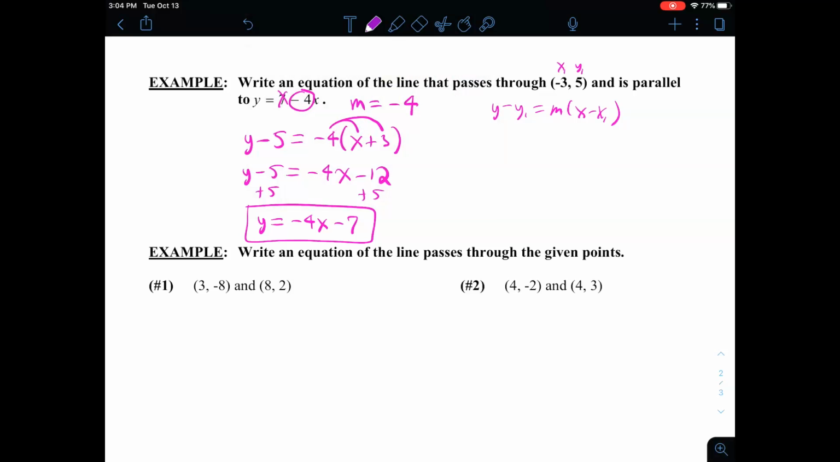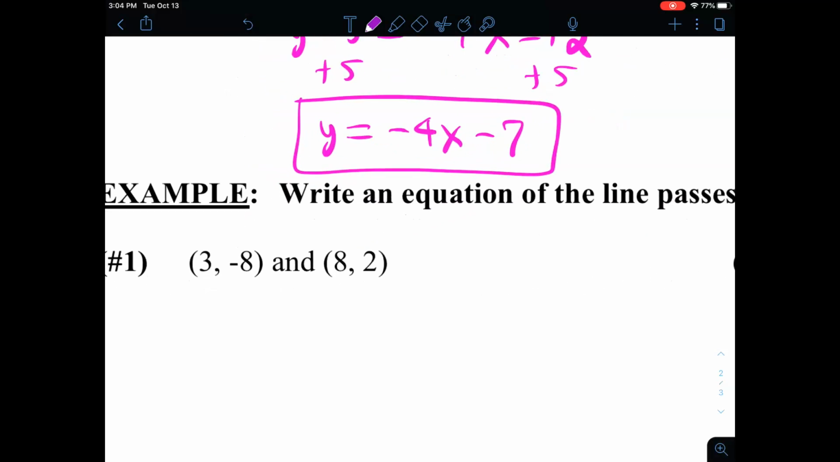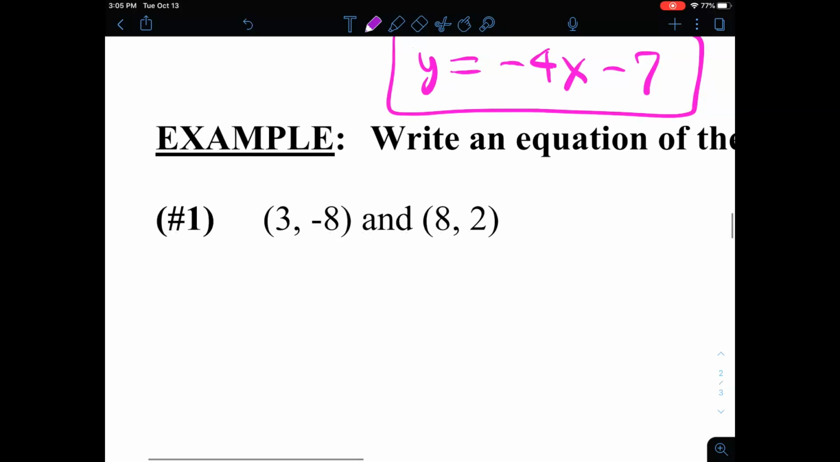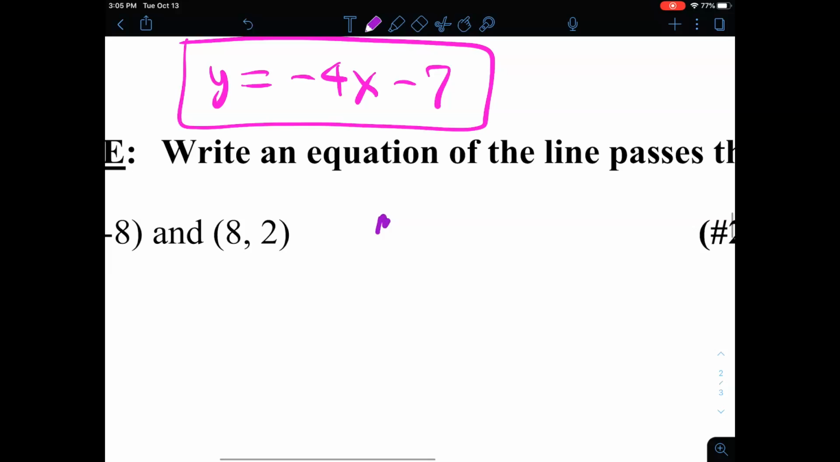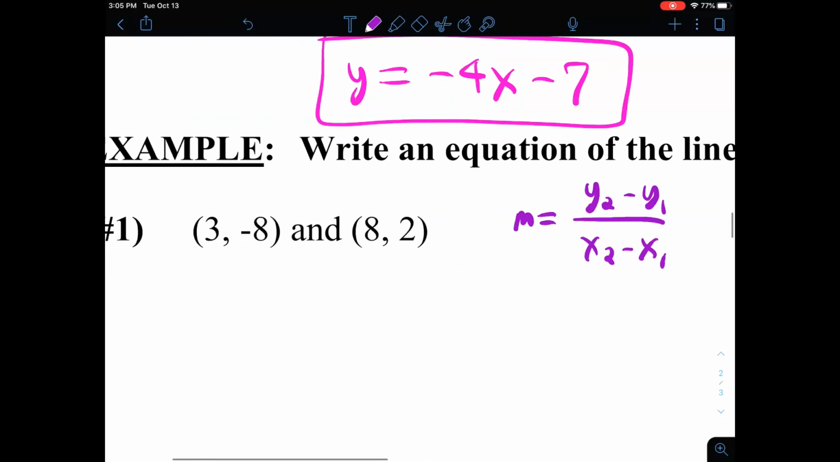They didn't give us the slope. They didn't give us the y-intercept, so we have to find both of those things, okay? So we're going to label these points. We're going to use the slope formula, which was m equals y2 minus y1 over x2 minus x1. So we're going to label our points x1, y1. Each point needs an x and a y, x2, y2.